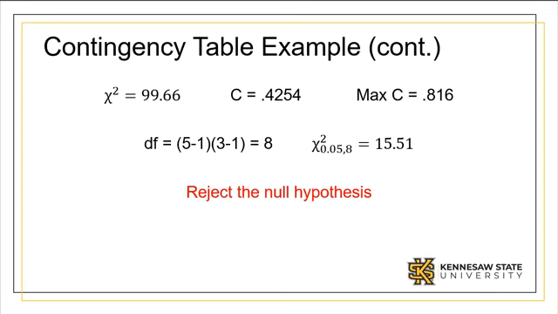The contingency coefficient is 0.4253. This indicates a weak to moderate degree of dependence. Our maximum possible C would be based on minimum number of rows and columns and calculated to be 0.816. We have 5 columns and 3 rows. This gives us 8 degrees of freedom. At alpha 0.05, our critical statistic is 15.51. Therefore, we reject the null. There is a dependency between our choice of food and drink.